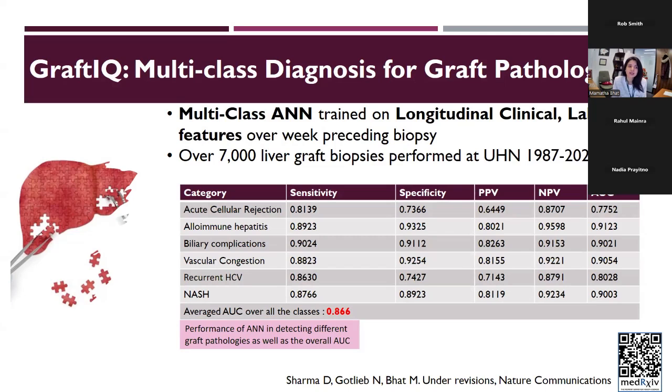So the reality is that when we look at patients with elevated liver enzymes, we look at patterns in their laboratory data, and we try to bring those along with clinical data to understand what is the likelihood of rejection versus other causes of elevated liver enzymes. And so with this multi-class artificial neural network, there was overall an AUC of 0.866 across all the classes, with quite good sensitivity and specificity overall.